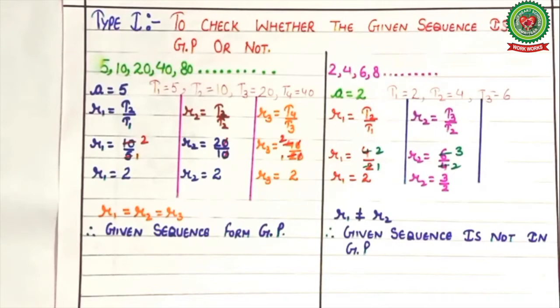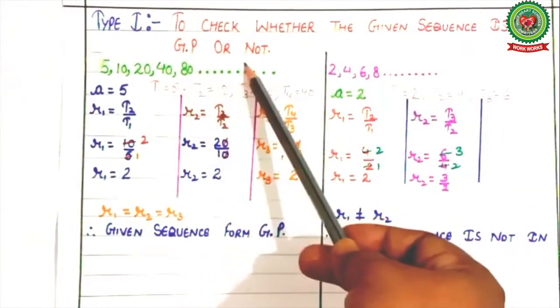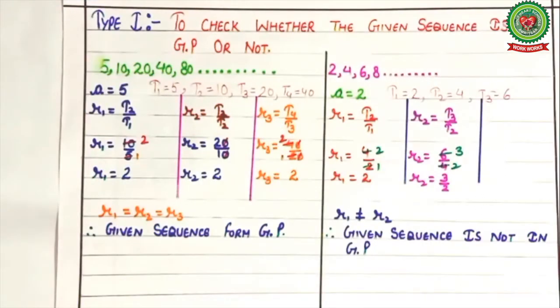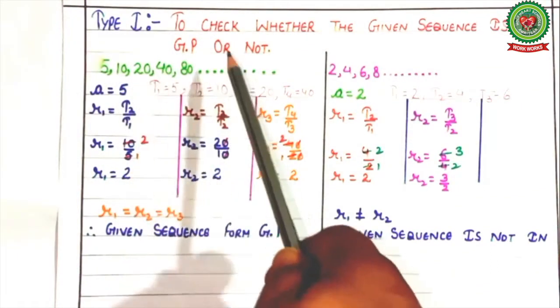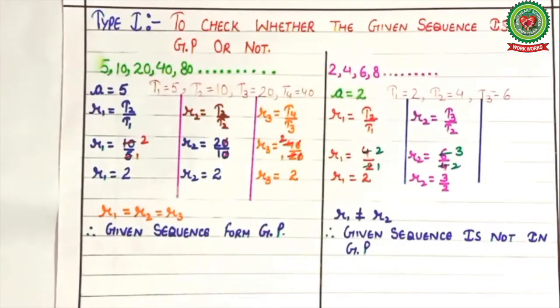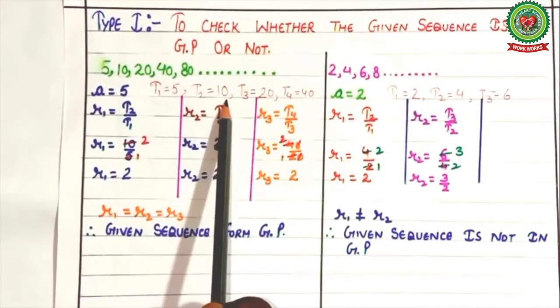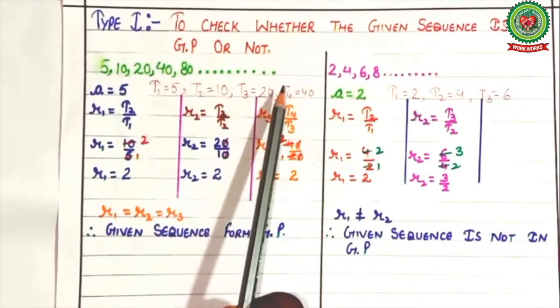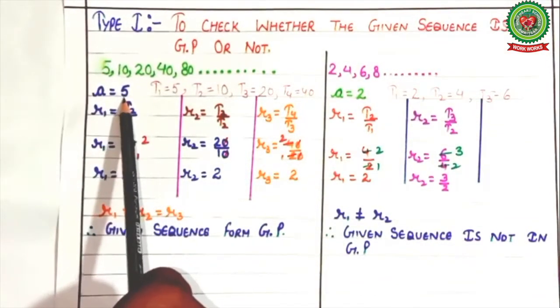Now students, first type: how to check whether the given sequence is in GP or not. So for that I am taking one example here, that is 5, 10, 20, 40, 80 and so on. The first term is 5, the second term is 10, the third term is 20, the fourth term is 40. And A is also known as the first term. So A is equal to 5.